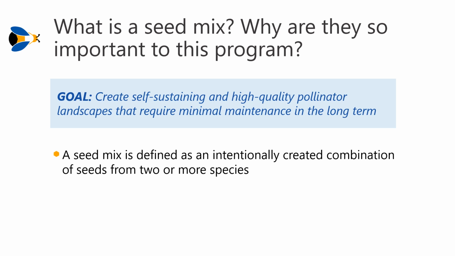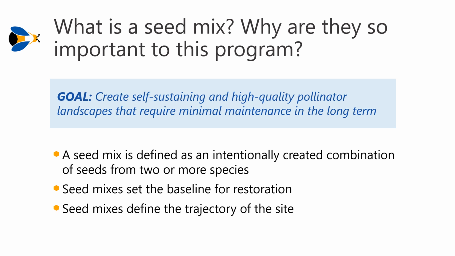A seed mix is defined as an intentionally created combination of seeds from two or more species. By carefully selecting the species that go into your seed mix to reflect the types of habitat you're looking to build, you're setting the baseline by which you can measure the success of your site. Seed mixes are the foundations of future ecosystems because they are the tool with which you craft your desired plant community. Your seed mix not only determines how your site starts, but it also defines the way that it changes over time.